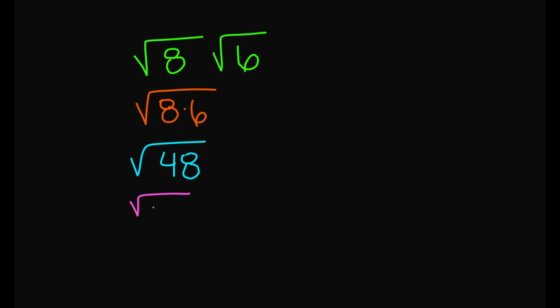The square root of 8 times the square root of 6. We are going to combine our 8 times 6, and 8 times 6, this is going to equal the square root of 48. The square root of 48, we can simplify this into the square root of 16 times the square root of 3. The square root of 16 is a perfect square. This is going to equal 4. And then you have times the square root of 3.